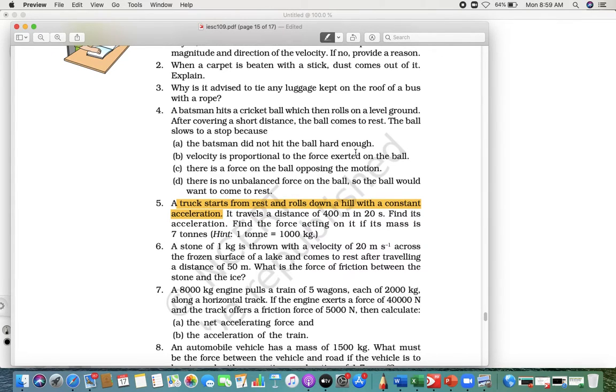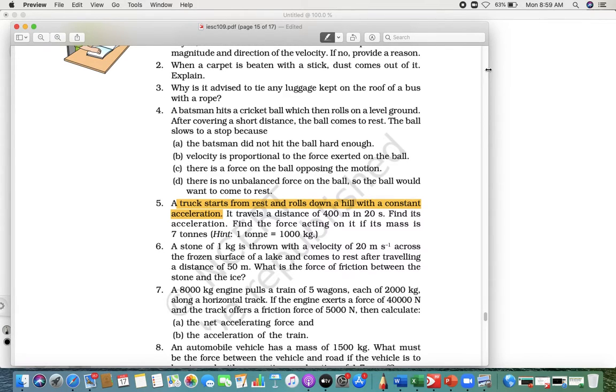Now, a truck from rest, that tells you something. What did I tell you? See, whenever an object starts from rest, the initial velocity is 0. And whenever an object is traveling and it comes to rest, then the final velocity is 0. I hope you are getting what I am saying.